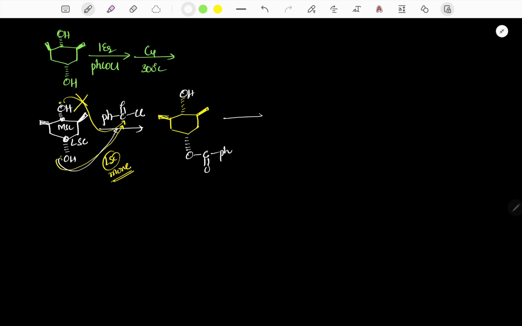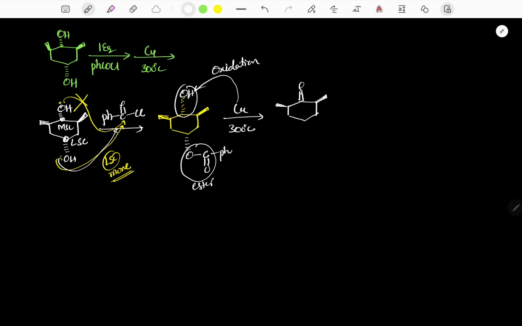Now it is treated with copper at 300 degrees Celsius. So it is a carboxylic ester with copper, there is no reaction. But here it is a secondary alcohol and copper. So this is oxidation. Secondary alcohol with copper, oxidation. Therefore, the secondary alcohol undergoes oxidation and finally gives the corresponding ketone and here the ester group. It is our final product.